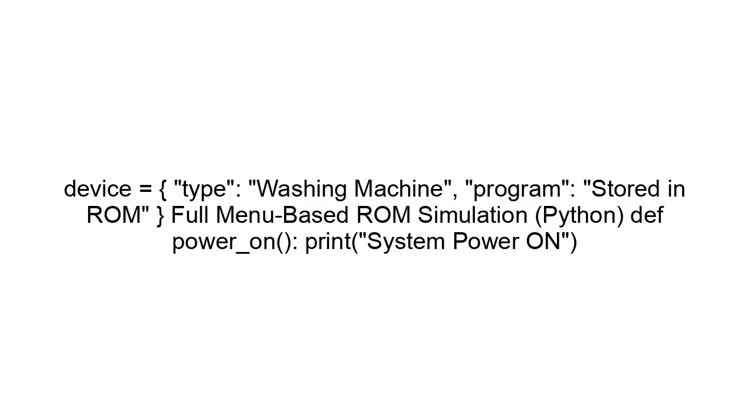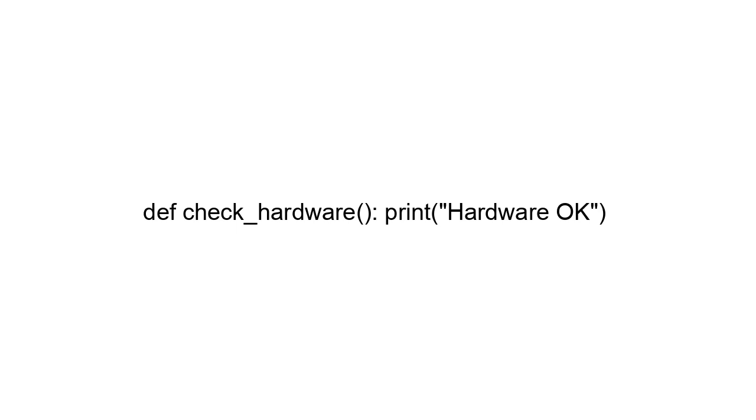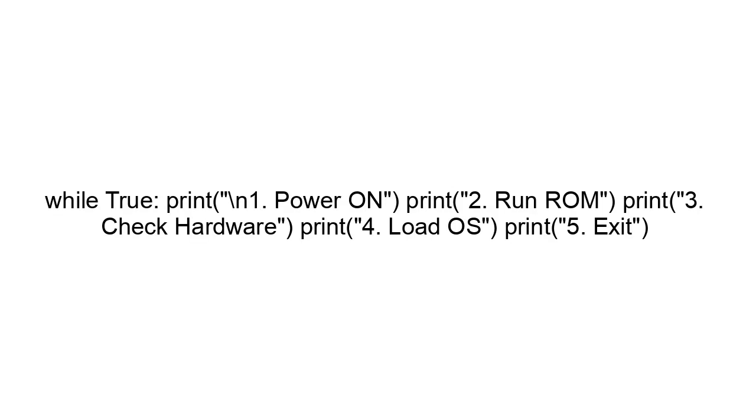Full menu-based ROM simulation in Python. Def power on: print system power on. Def run ROM: print executing ROM instructions. Def check hardware: print hardware OK. Def load OS: print operating system loaded. While true: print 1 power on, 2 run ROM, 3 check hardware, 4 load OS, 5 exit.